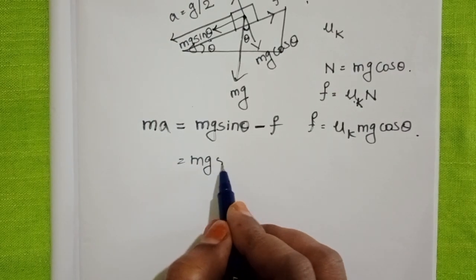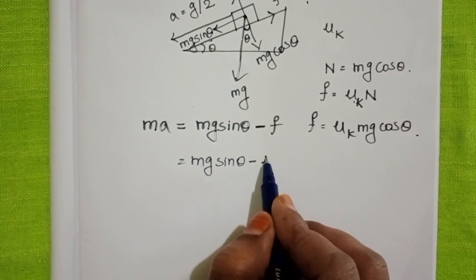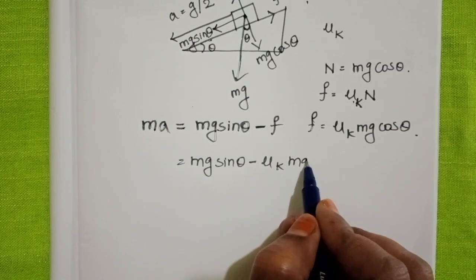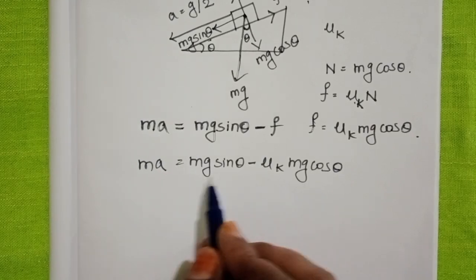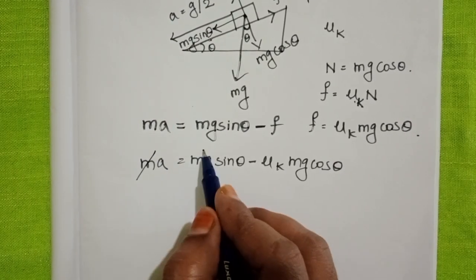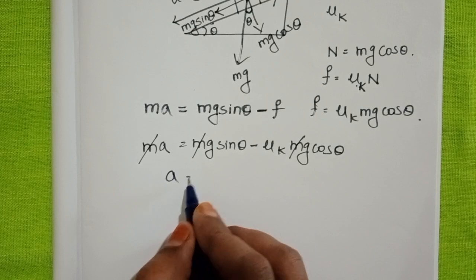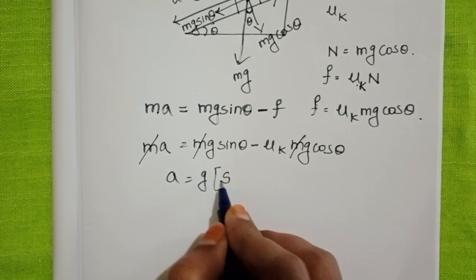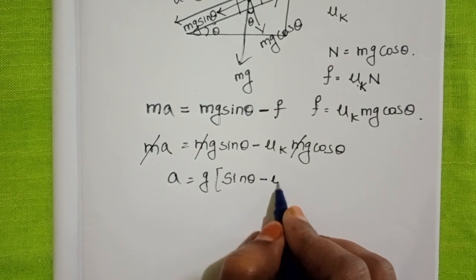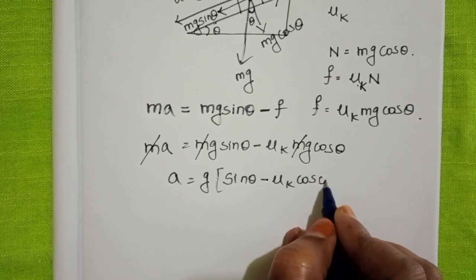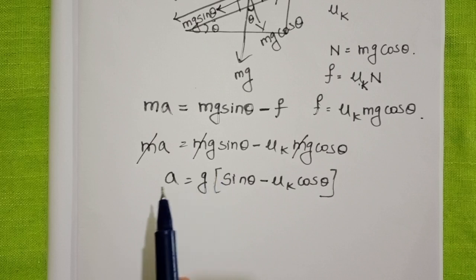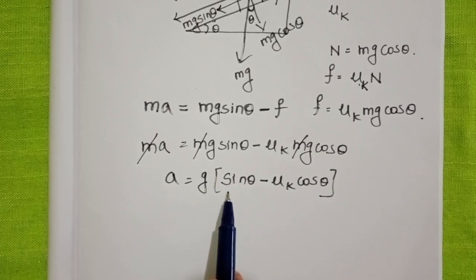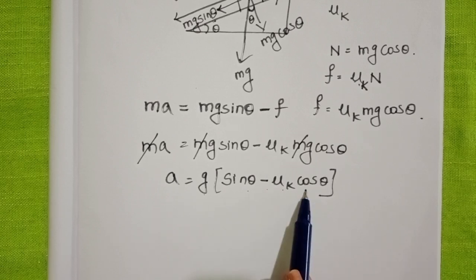mg sin theta minus mu k mg cos theta. Here ma. Take m common and cancel on both sides. Acceleration equals g into sin theta minus mu k cos theta. So remember this formula. When a body is placed on the inclined plane and it accelerates in the downward direction, then the formula is a equals g of sin theta minus mu k cos theta.